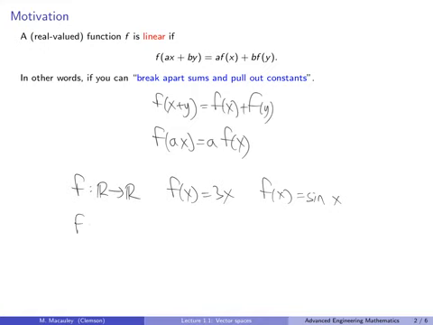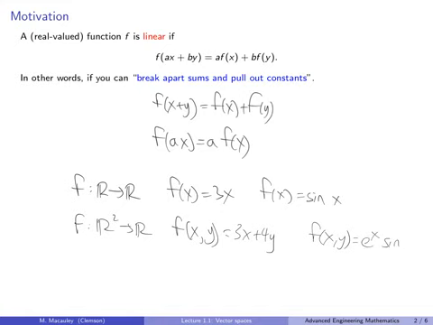Or f could be a function from, say, R2 to R. That just means that the input is a two-dimensional vector. We usually write it as f of x, y equals 3x plus 4y. That's an example of a linear function from R2 to R. Or a nonlinear example is e to the x sine of y. Now, these are all real-valued functions because their outputs are real numbers.